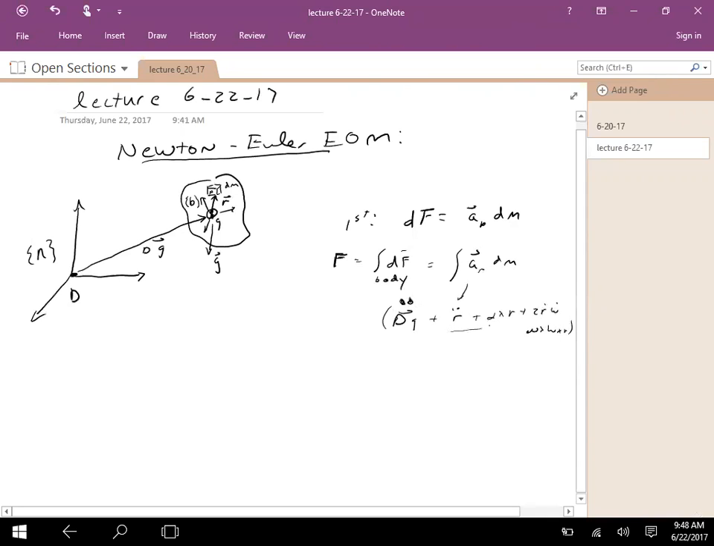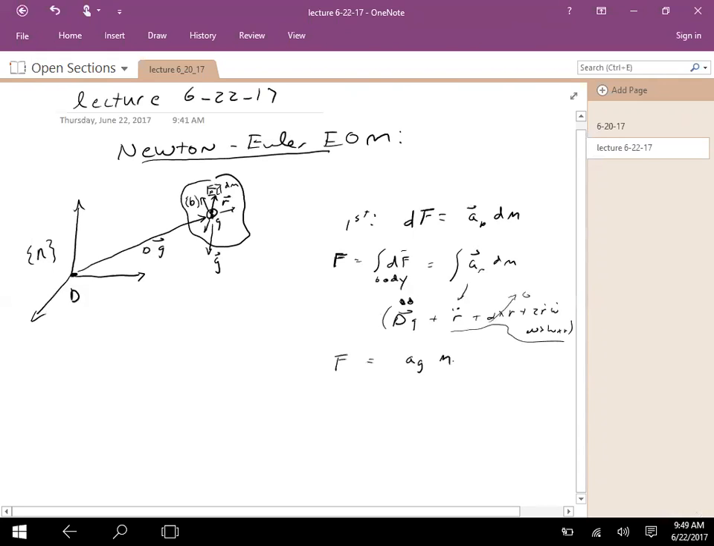I'm going to skip these steps, but if you go through this, you're going to find that if point G is defined as the center of mass, I'm going to get integrals of r dm over the body. By definition, an integral of r dm is 0 if you take it about the center of mass. That's going to drive all these terms to 0, and so I'll get that the force on the body is the acceleration of G times the total mass of the body.